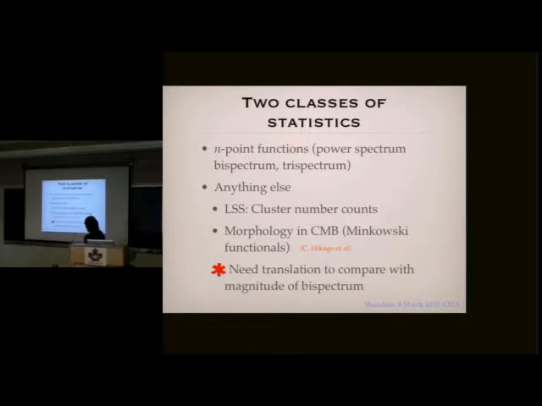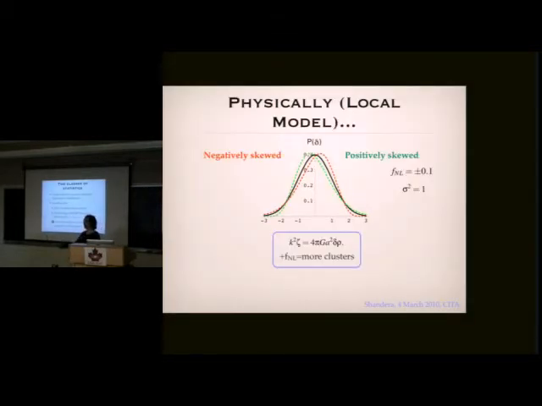and other things like morphology measurements in the CMB that go by the name of Minkowski functionals. If you want to compare what all these different measures do, you need some sort of translation so you know how to go between a statistic like this and the amplitude of the bispectrum that you might be constraining in a different way. Again, this is that structure of correlation functions. You need to know how to make a series expansion, if you like, in terms.